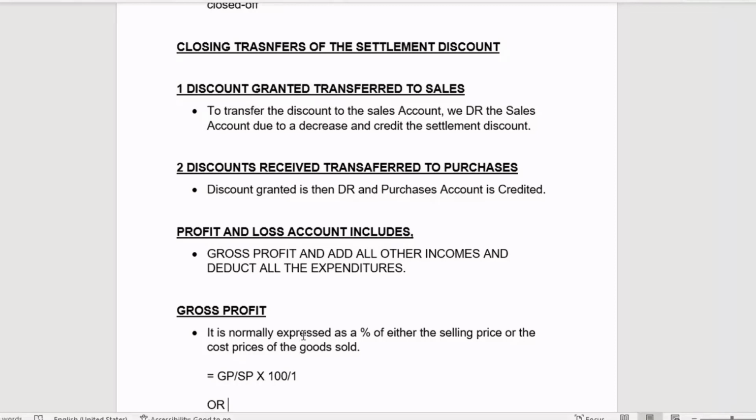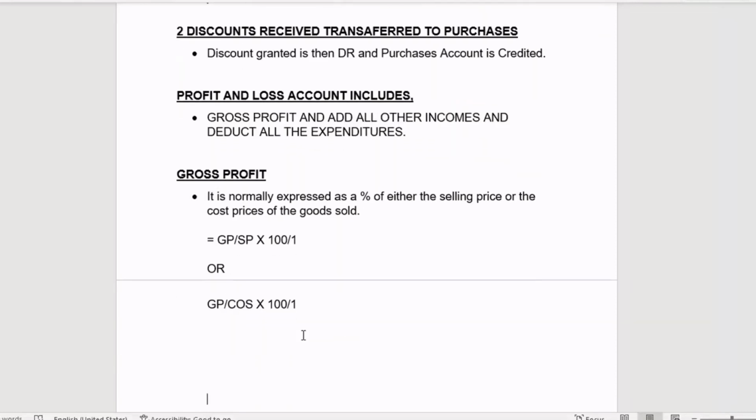Okay. Then we have the gross profit percentage. It is normally expressed as a percentage of either the selling price or the cost price of the goods. So the formula will be gross profit divided by the selling price, and then you multiply by 100 divided by 1. Or you can use the gross profit divided by the cost of sales, and then multiply that by 100 divided by 1. Okay, and that would bring us to the end of our theoretical part.